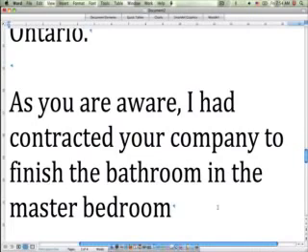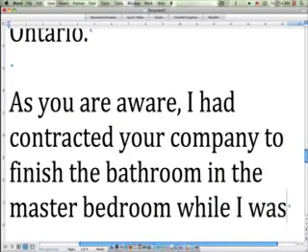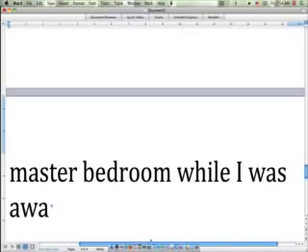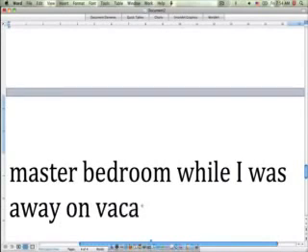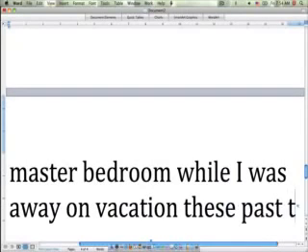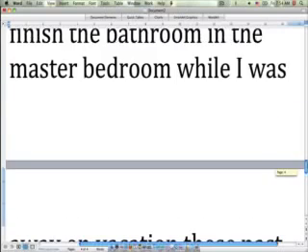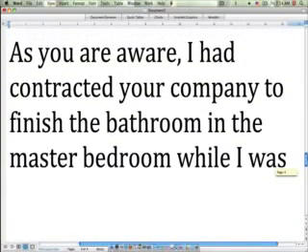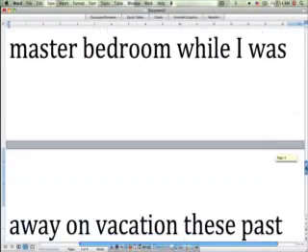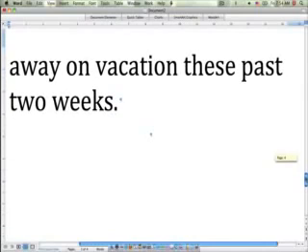In the master bedroom, while I was away on vacation these past 2 weeks. Okay, so I'm just being a little bit creative here. So I'm just mentioning that we had a contract with them that they were going to finish the repairs in the bathroom within the master bedroom while we were away on vacation over the past 2 weeks.